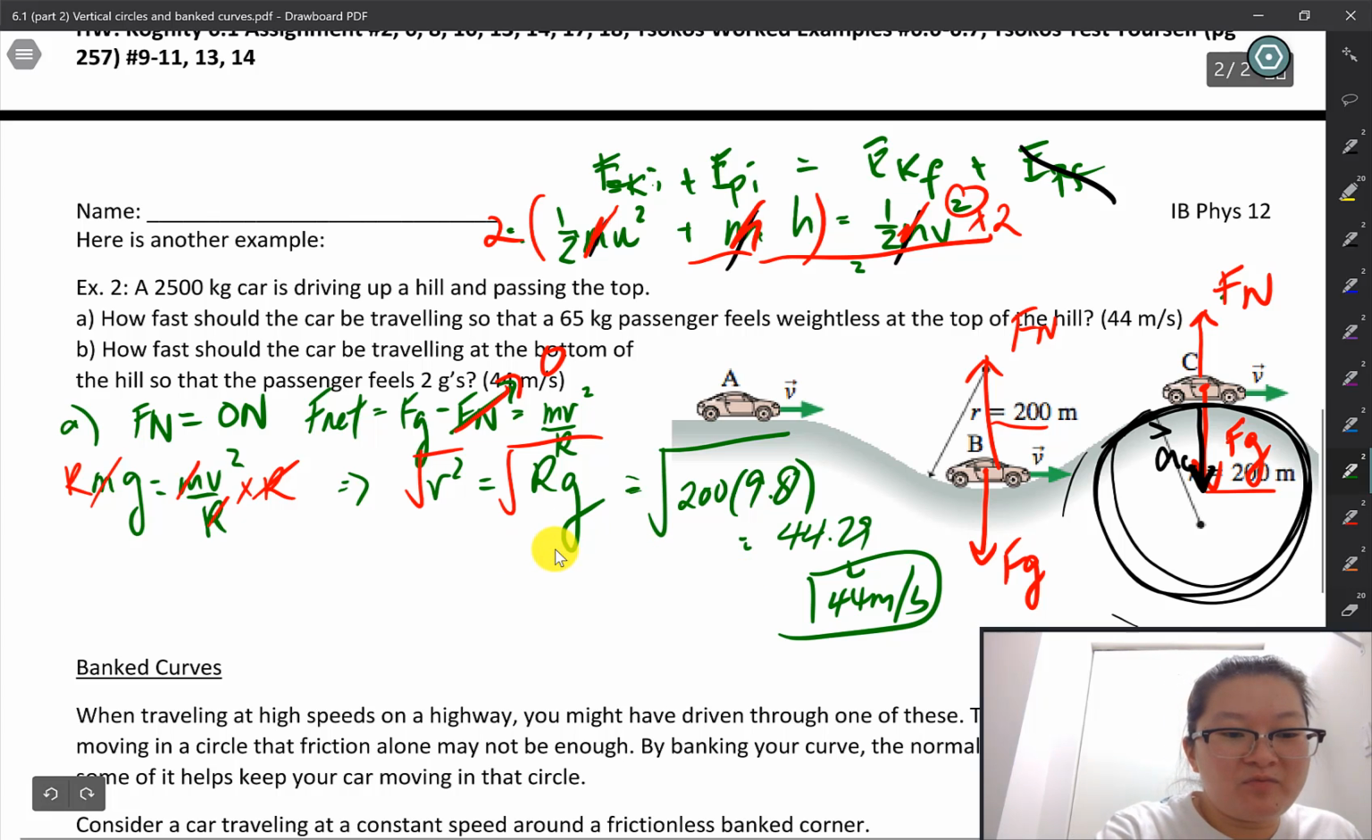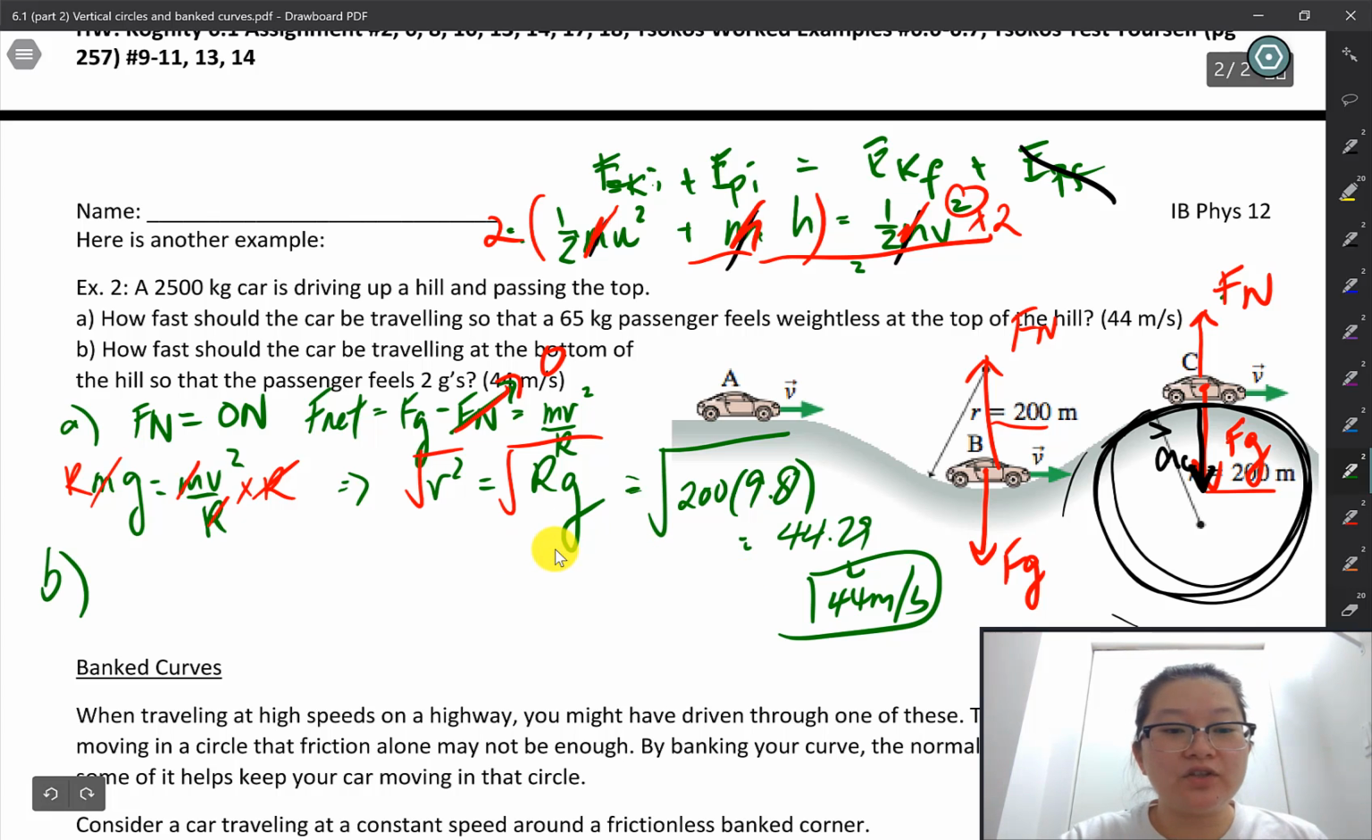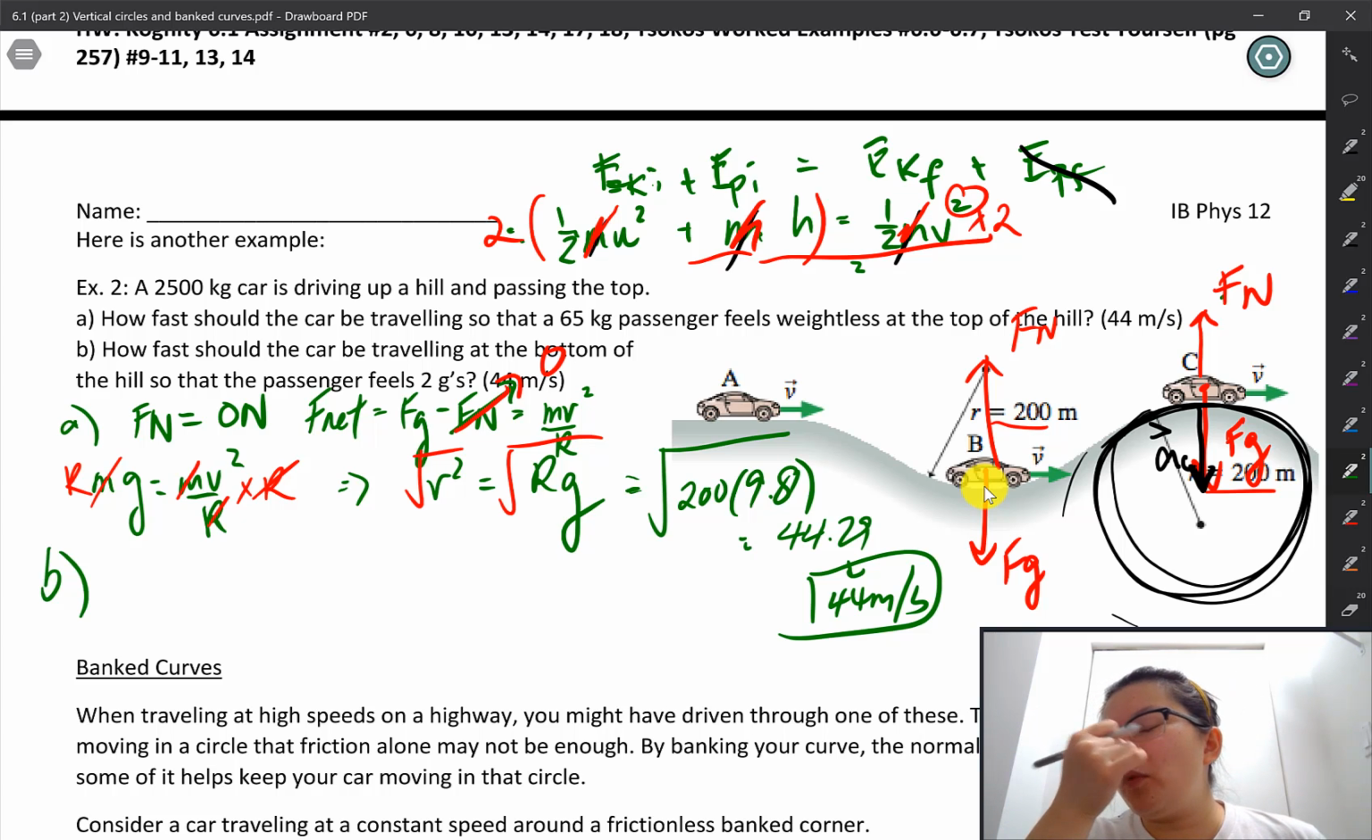Okay, next up we have B. How fast should the car be traveling at the bottom of the hill so the passenger feels 2 Gs? Whenever we say 2 Gs, 3 Gs, 4 Gs, half a G, that's the apparent weight associated with what gravity would be. So 1 G would be 9.81. So right now I'm sitting on my chair. I am feeling 1 G.